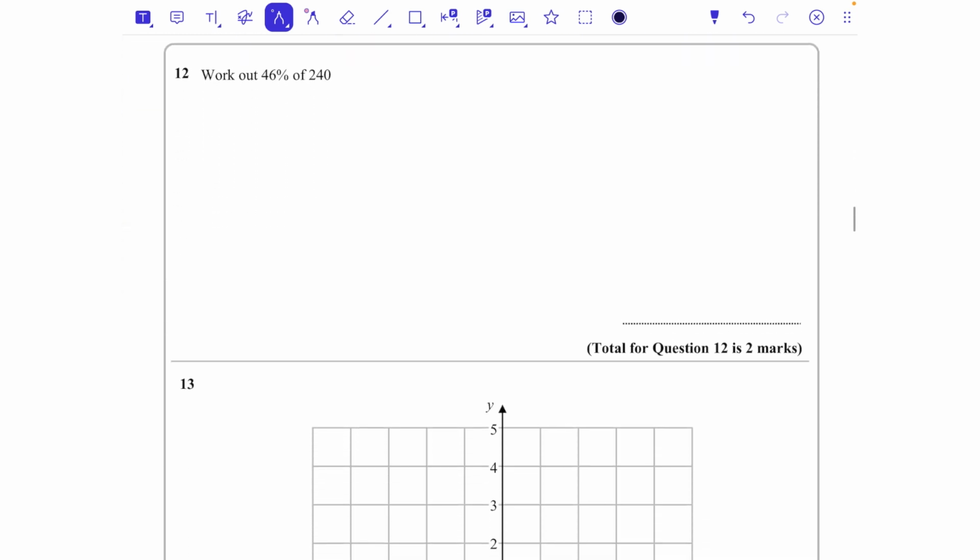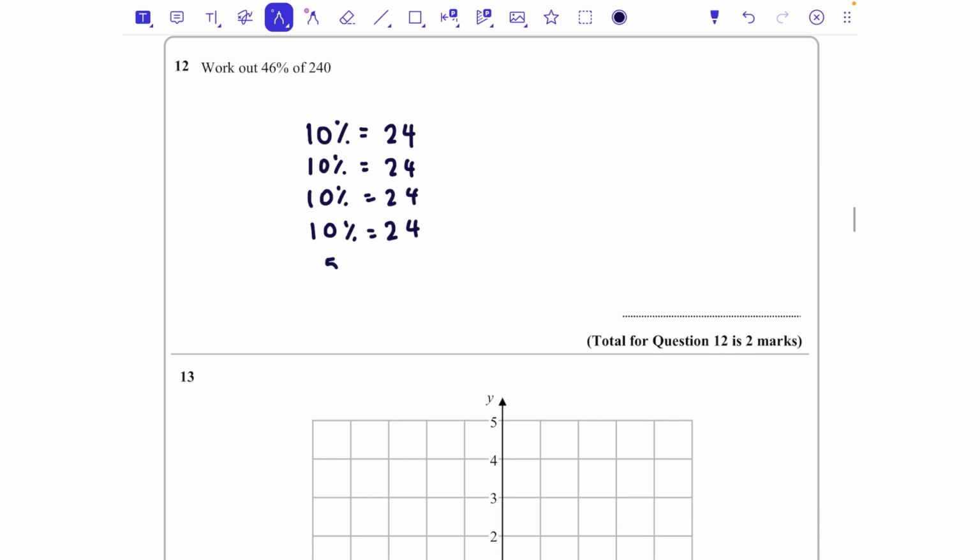Question number 12, work out 46% of 240. So 2 ways of doing this. We can say 10% would be 24. To get 10%, we divide by 10. So another 10% is another 24, another 10% is another 24, and another 10% is another 24. You might find it easier to add it up like that, or you could times it by 4. We then need 5%, which would be half of that. So that would be 12, and 1%. Now, to get from 10% to 1%, you're dividing by 10 again, so 2.4. And you could add all of that together, and that would get you 46%.